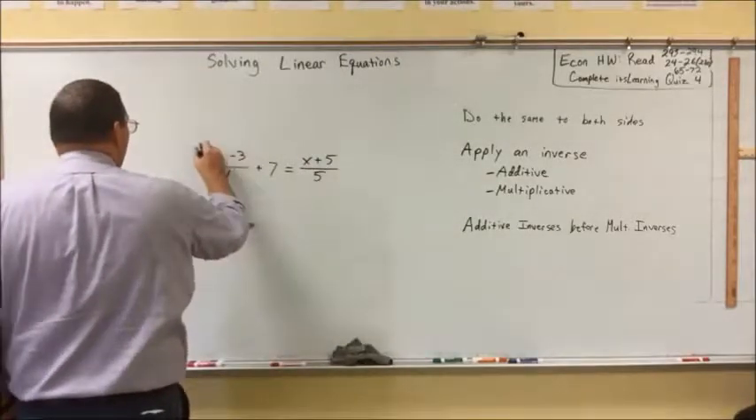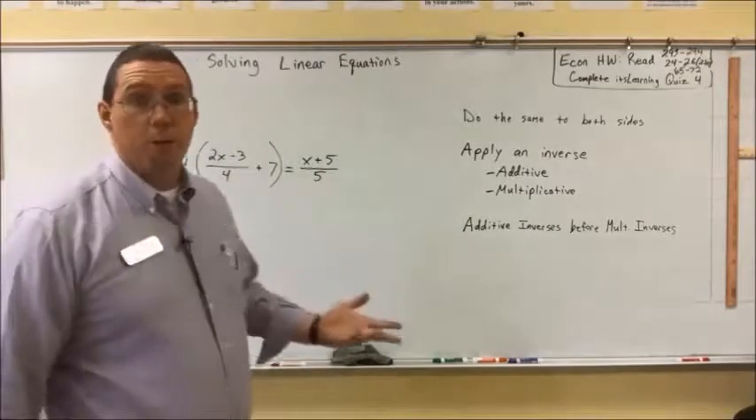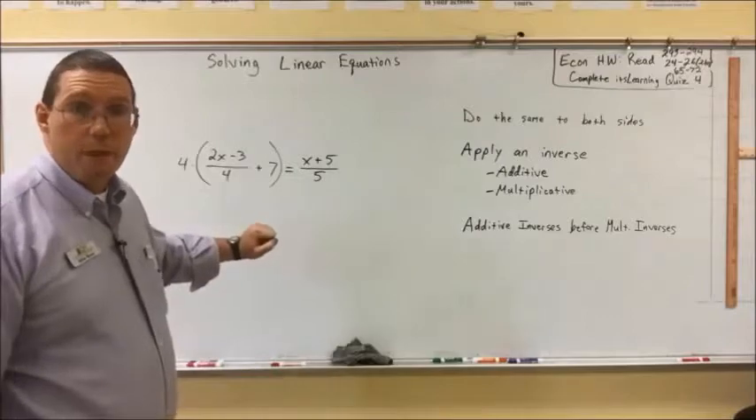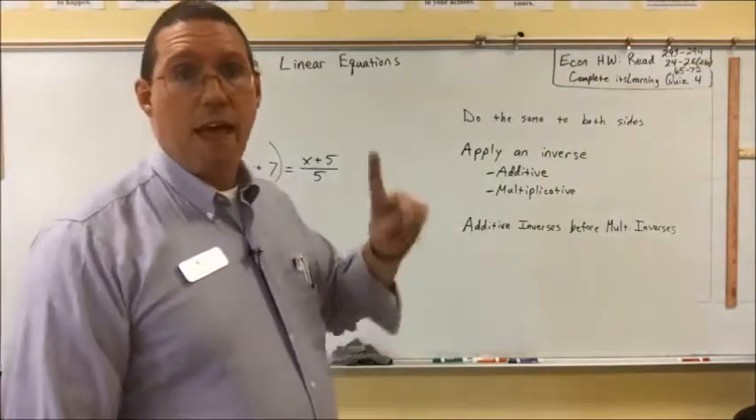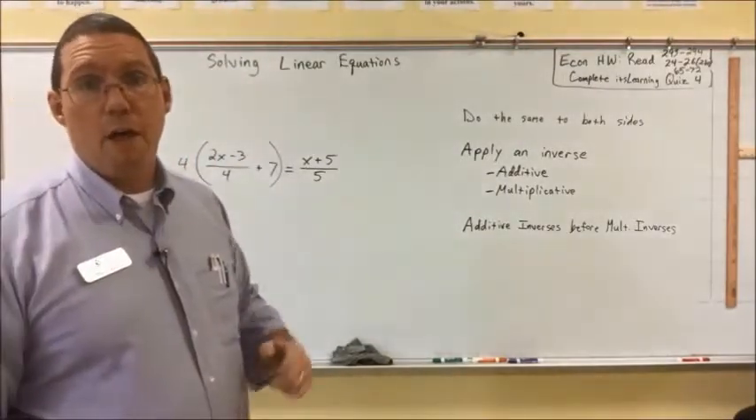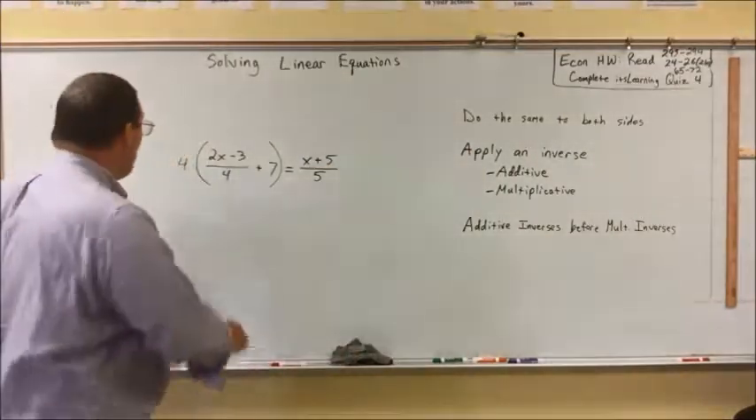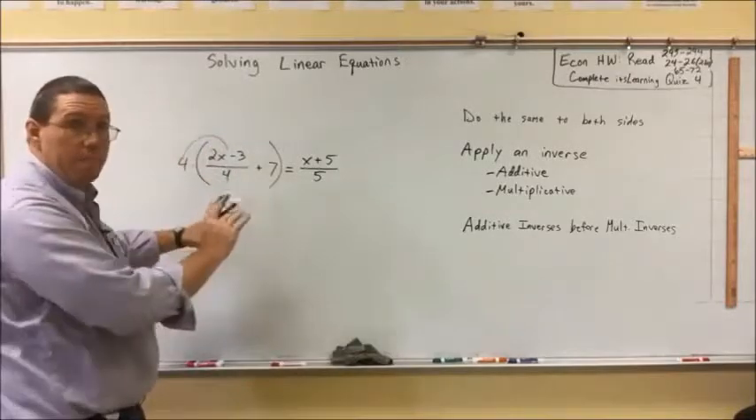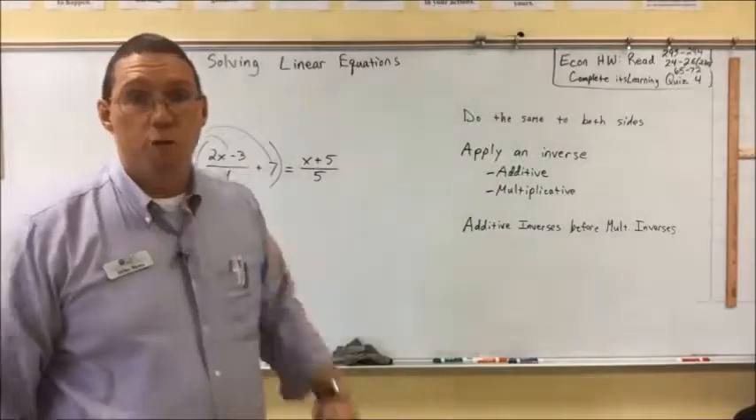Now, when we multiply by 4, we have to multiply the whole side by 4. That means we have to distribute, because we have addition going on in the left side of this equation. Because addition lives on the first floor of the house of math and multiplication lives on the second floor of the house of math, multiplication can be distributed over addition. So we have to multiply this 4 times this whole fraction and multiply the 4 times the 7 over here. So we've got 2 multiplications.